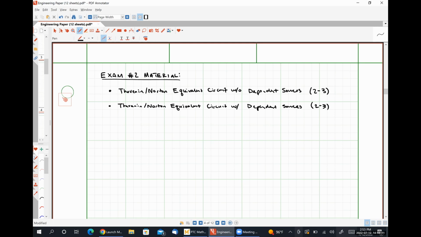Then Thevenin and Norton equivalent circuit with dependent sources. Also 2 to 3 problems. There will very likely be a circuit which only contains independent sources or an independent source, and I'll ask you to calculate the Thevenin equivalent resistance directly using the test source method. And then there may be another circuit where I ask you to find either the Thevenin voltage, the Norton current, or both. Okay, so it just really depends on how I'm feeling.